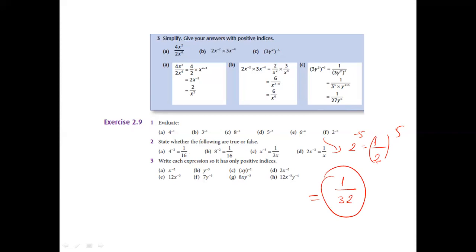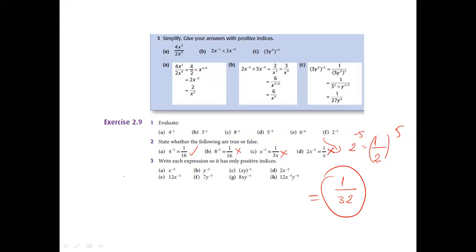Okay, state whether the following are true or false. In the first question, 4 to the power of minus 2 is 1 over 16. Yes, it is correct. And the next one, 8 to the power of minus 2 is equal to 1 over, it must be 64. It's not 16, that's why it's false. And the next one, not 3x, just 1 over x to the power of 3, or x cubed, is also false. And the last one, not 1 over x, but 2 over x squared, is also false.